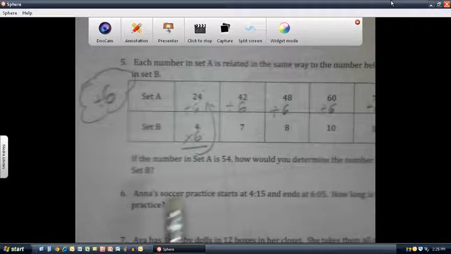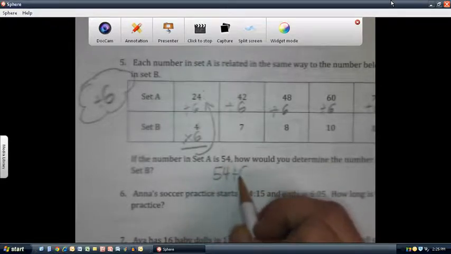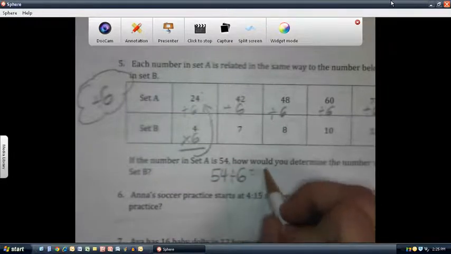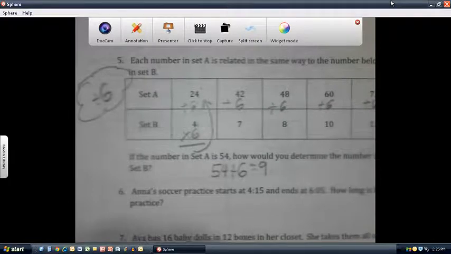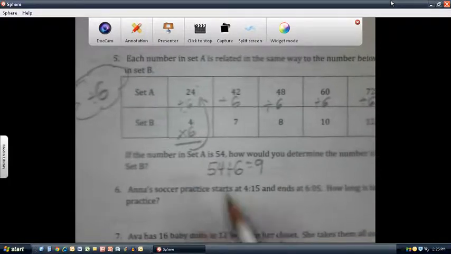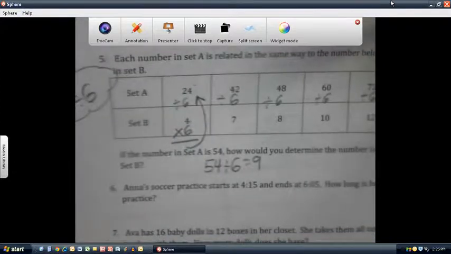So how would I determine if 54 is in set A? How would I determine the number in set B? 54 divided by 6, which would be 9. So be real careful with these. I know that you knew the answer. Some of you even wrote division here and circled multiplication. So be real careful in that one.